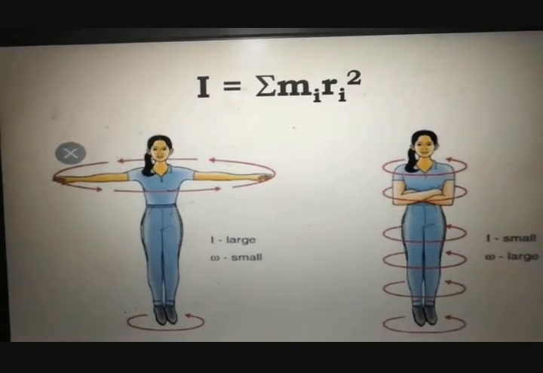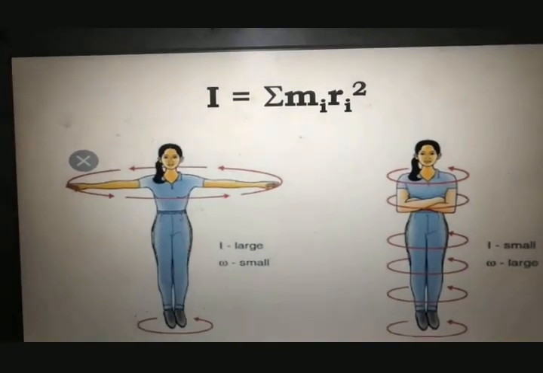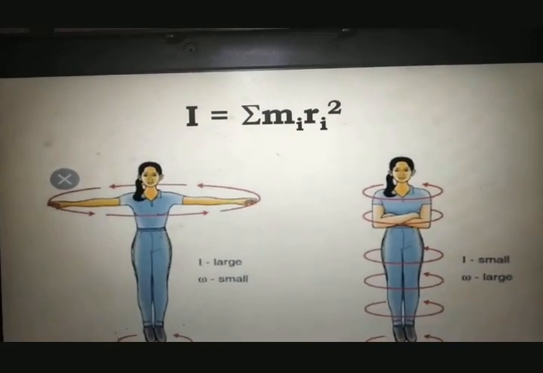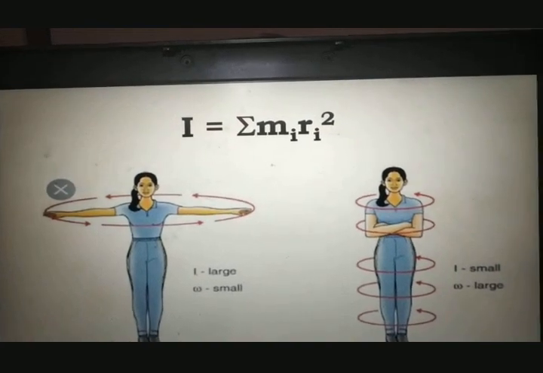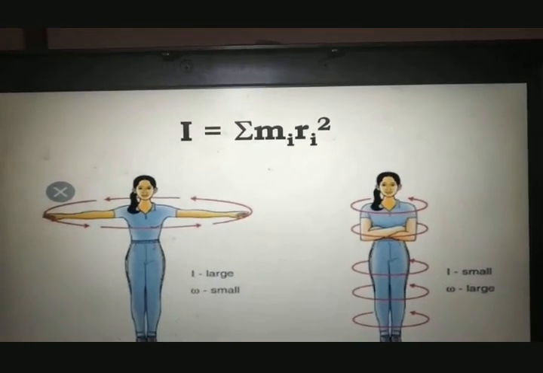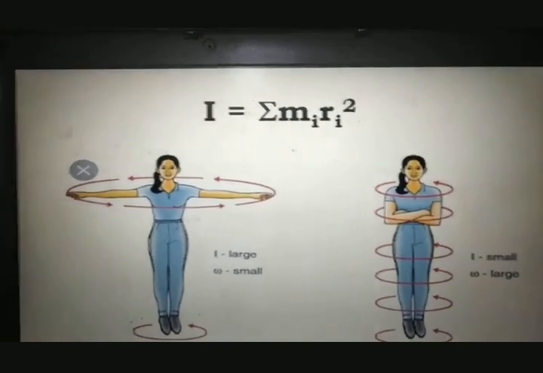Okay, so these are some examples, means used by ice skaters, or you can say acrobat dancers, or even a person sitting on a chair and so on. Okay, so these are some day-to-day applications of moment of inertia.